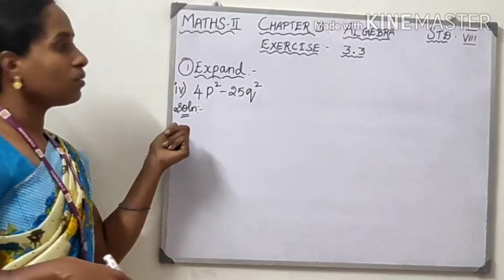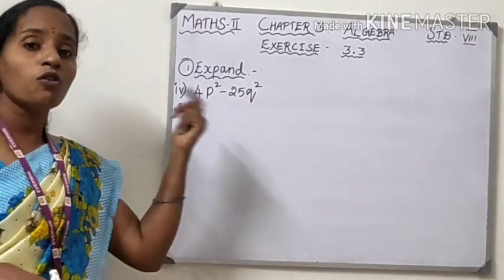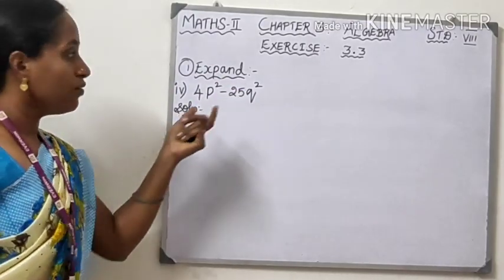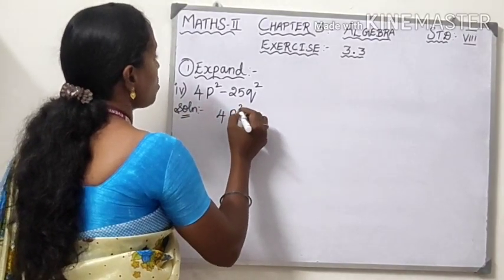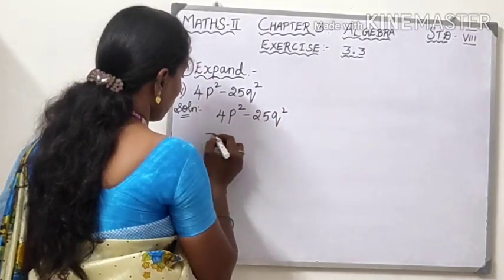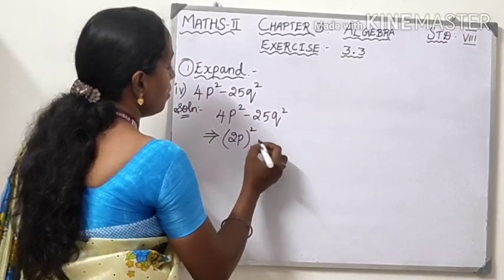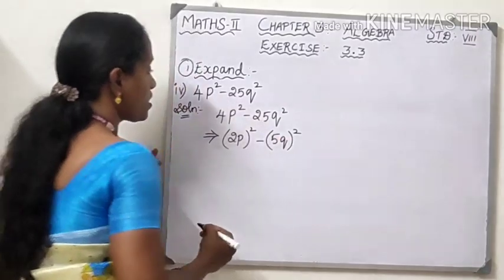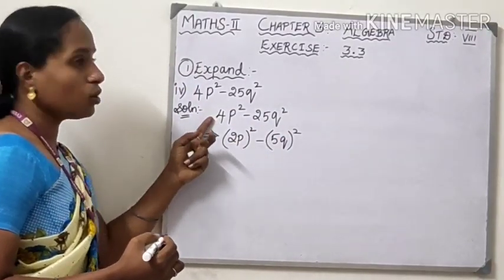So we have the fourth subdivision, 4p square minus 25q square. So before going to comparing our question with the identity, we are going to rewrite our question in this form. 4p square minus 25q square can be written in the form 2p the whole square minus 5q the whole square. Yes or no? So the square, if you give inside the bracket, you will come back to your question.